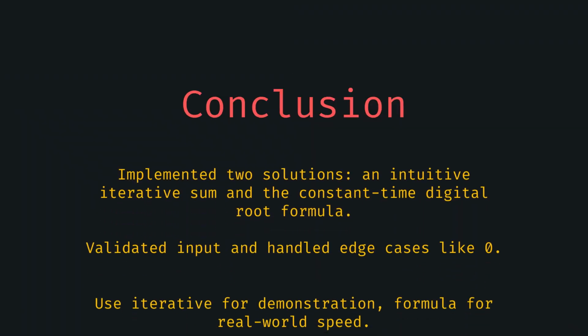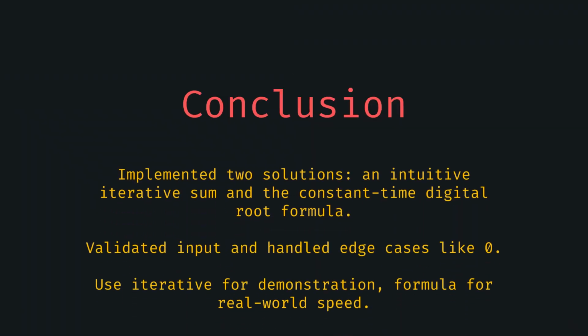To wrap up, you now have a clear iterative implementation to demonstrate the repeated digit sum process, and a one-line mathematical method to compute the same result instantly. Both are useful. Pick the one that fits your needs.